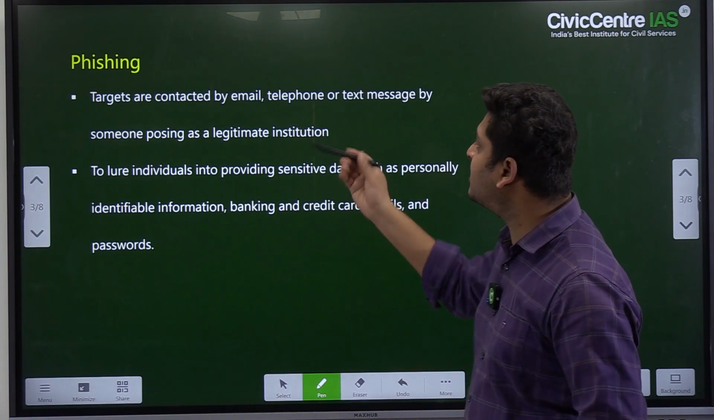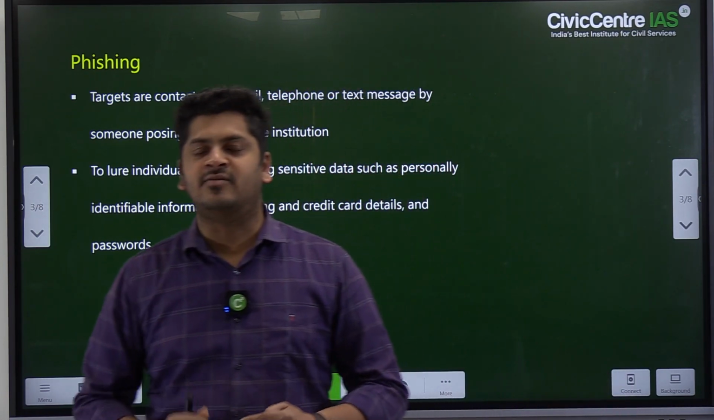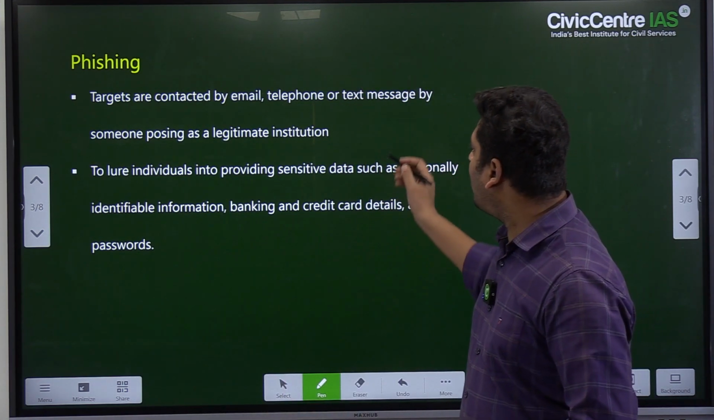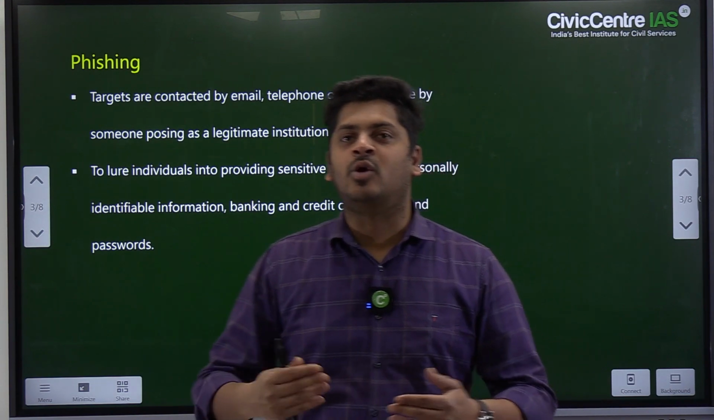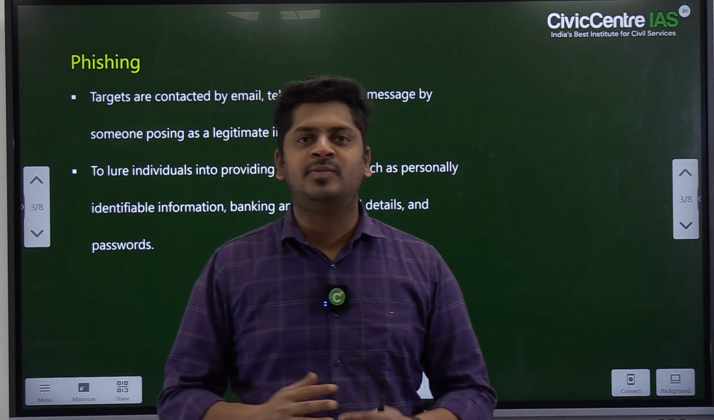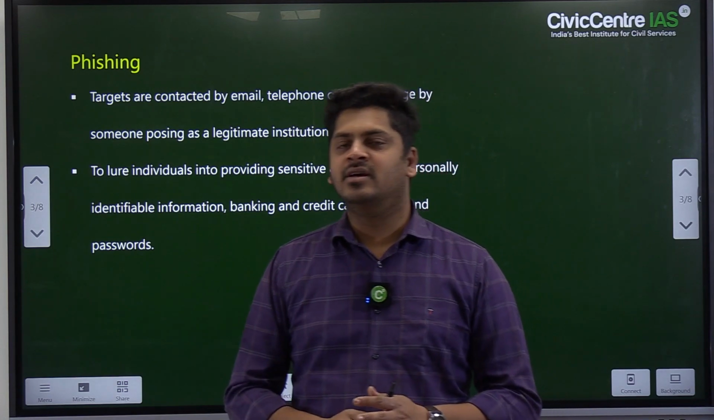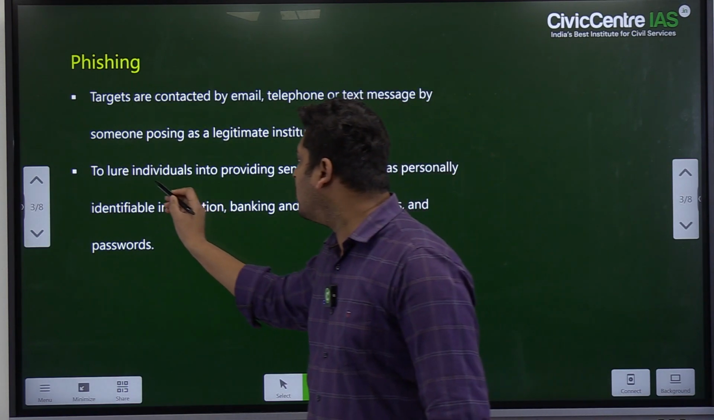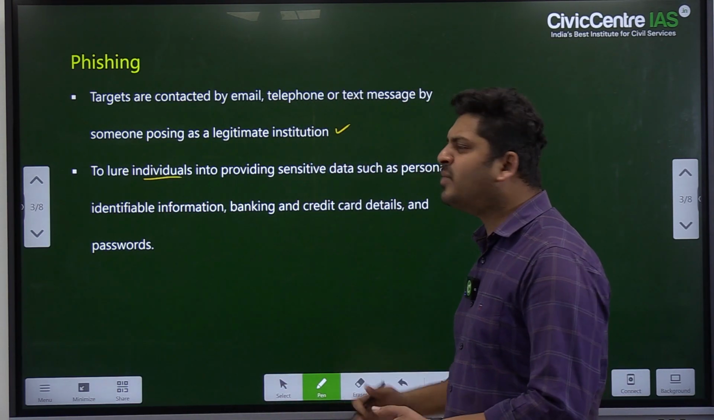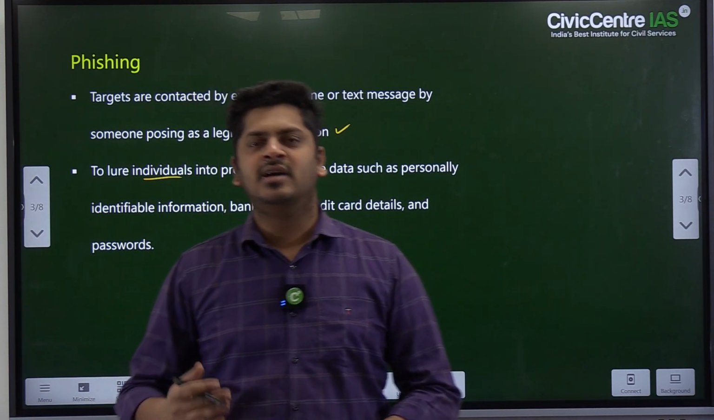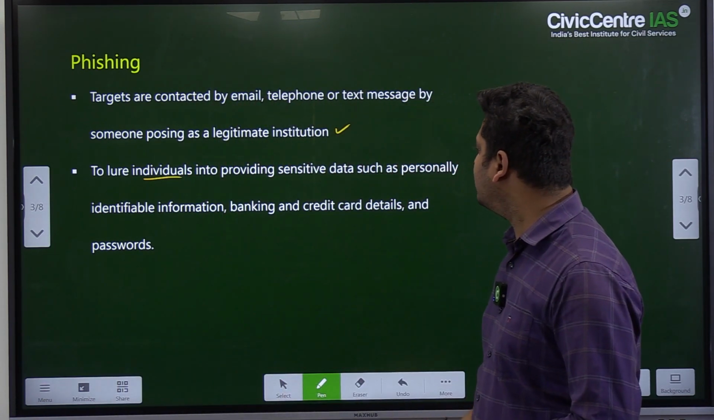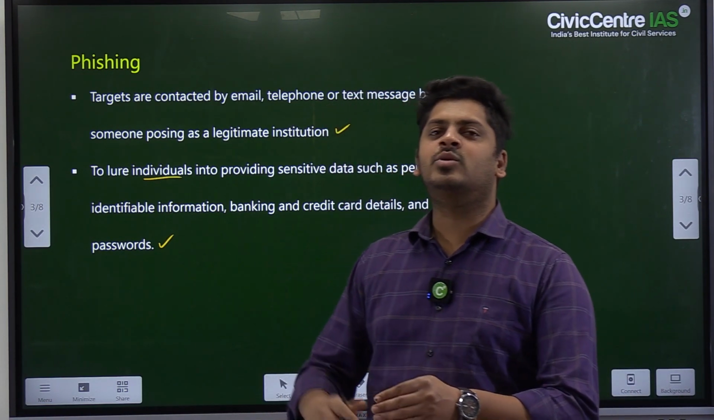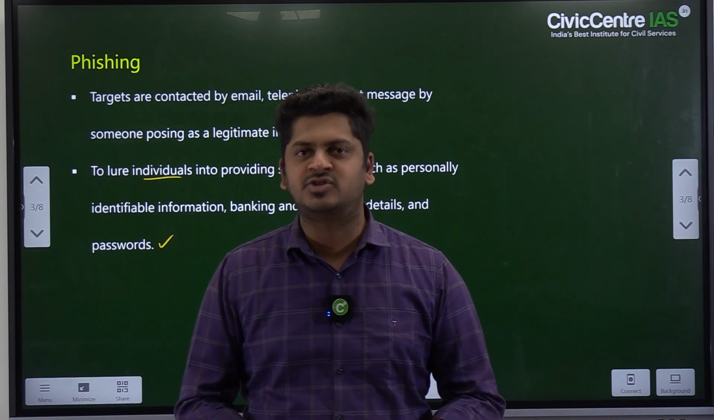Then we have something called phishing. Phishing is nothing but contacting the victims or the targeted persons through either email or phone or text message. How do they contact? They contact someone posing as a legitimate institution, maybe a bank, maybe some company, right? So first they try to contact the victim. Then they try to lure the individuals to provide their personal data like bank account details, credit card details or any other personal information and various passwords which are very important. So they try to get the personal information which is very sensitive for that person.